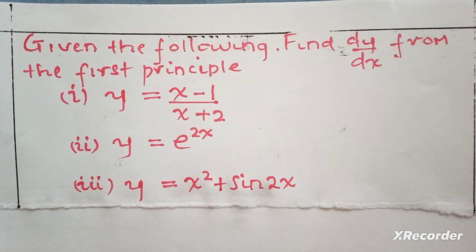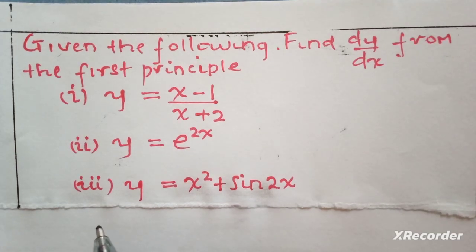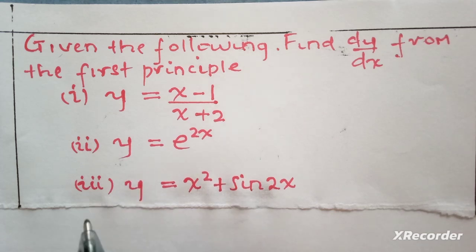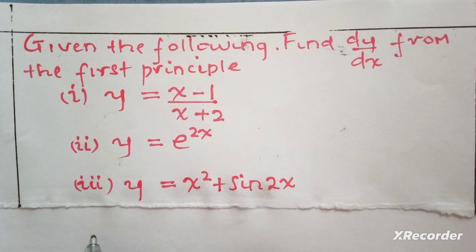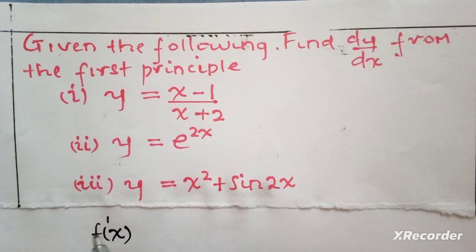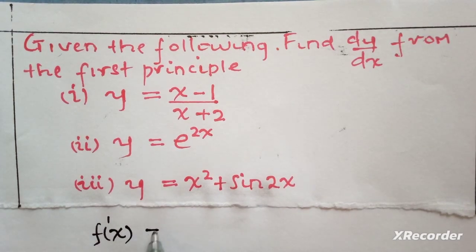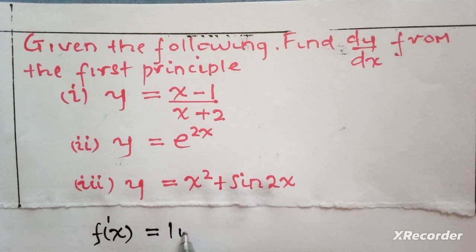So guys, the first thing we shall do is to write the equation required. That is the general formula for the first principle, the formula that is used. And here are our formulas, guys. So we have f prime x, that is the derivative of x from the first principle, is given by limit as h tends to 0.